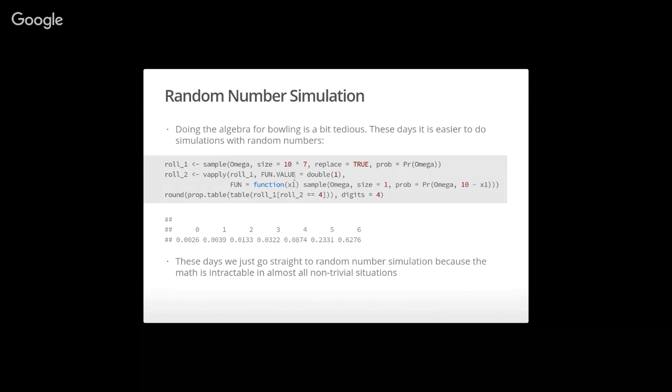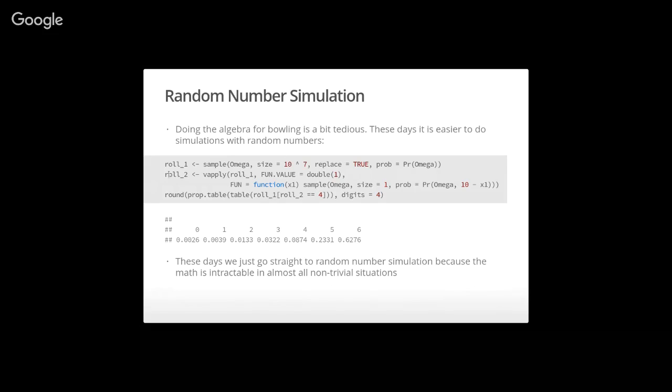The first roll of a frame of bowling. So we'll sample from the sample space omega. We'll do it with replace equal true, so these are independent frames. And we're going to use the probability by evaluating our probability function for each element of omega. So now I've, not literally, but figuratively, done the first roll of 10 million frames of bowling.